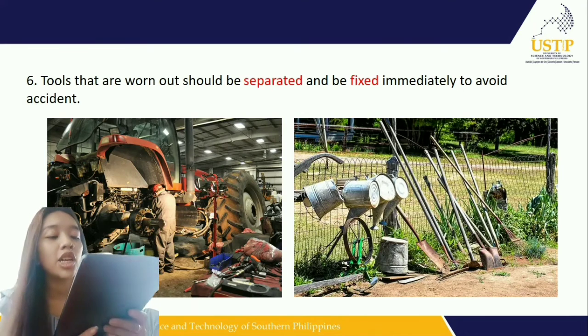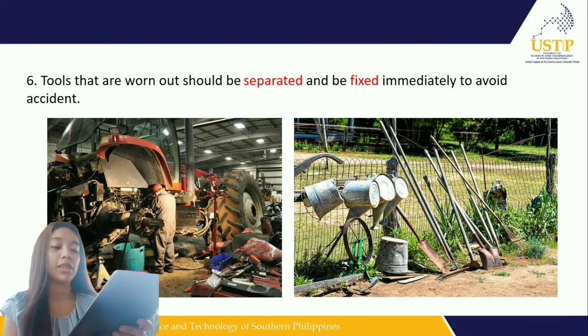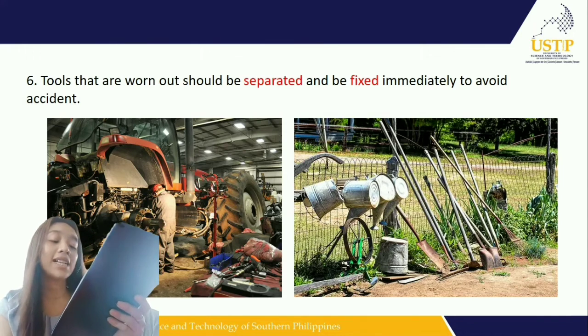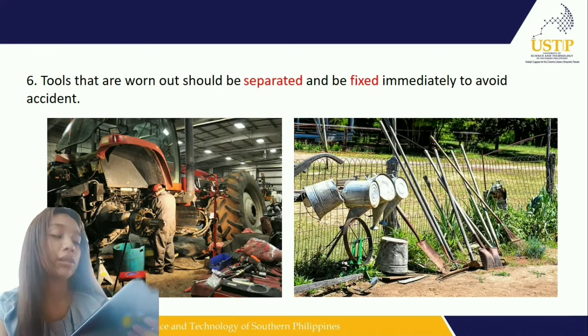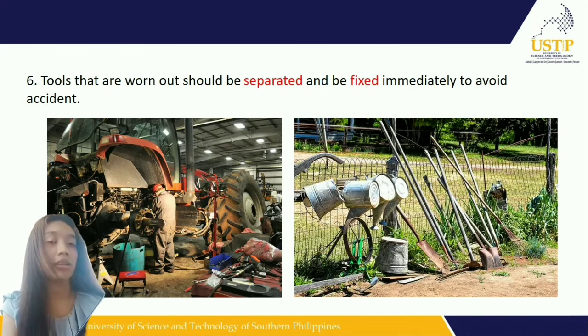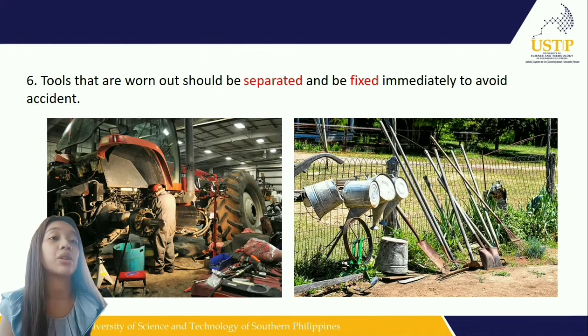Number 6. Tools that are worn out should be separated and be fixed immediately to avoid accident. So what should be done with tools that are worn out? If a tool is defective, we should remove it from service and tag it clearly as out of service for repair.